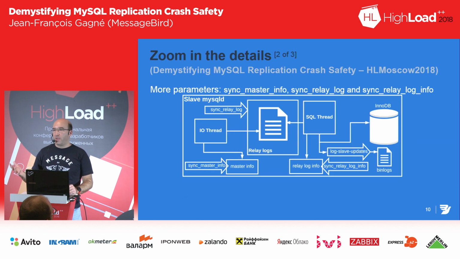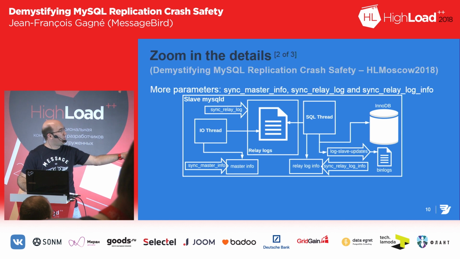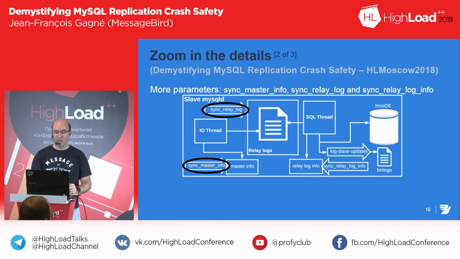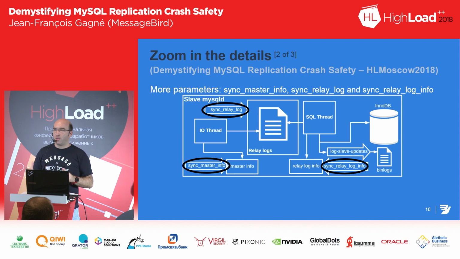And there are some parameters that will impact how those things are saved. Now we have the same diagram as before, but only from the slave point of view. We still have the IO thread, the relay logs, the SQL thread, InnoDB, and the binary logs. But now we have the master info and the relay log info. And we have three parameters: sync_master_info, sync_relay_log, and sync_relay_log_info. Those define how often MySQL, or the slave in this case, saves the master info, the relay logs, and the relay log info. The IO thread is downloading the binary logs and saving them as events.